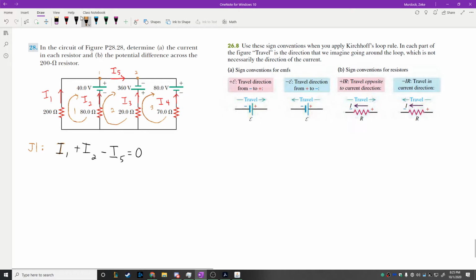For the second junction rule, for junction 2, we're going to get, let's see, junction 2 has I5 coming in, so it's positive. I3 coming in, so it's also positive. And then I4 also going in, so all three are positive here.